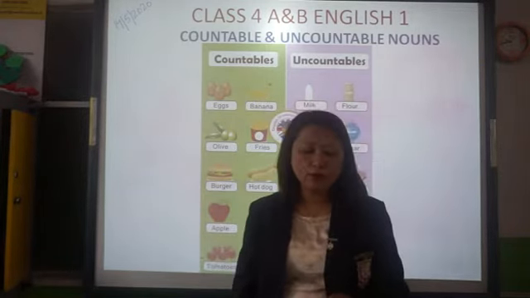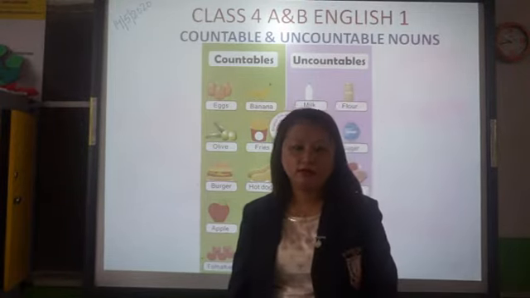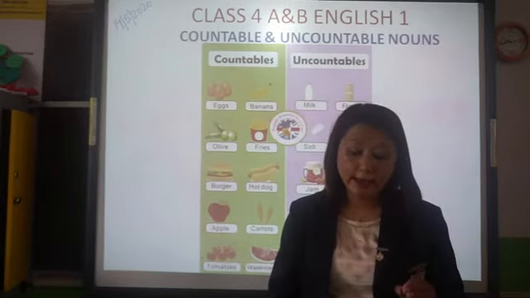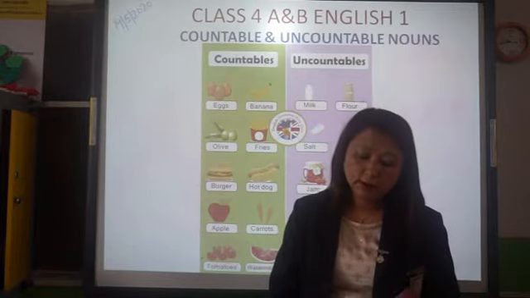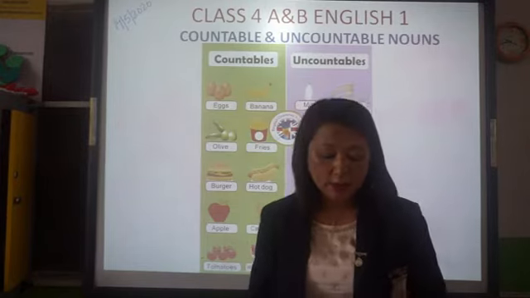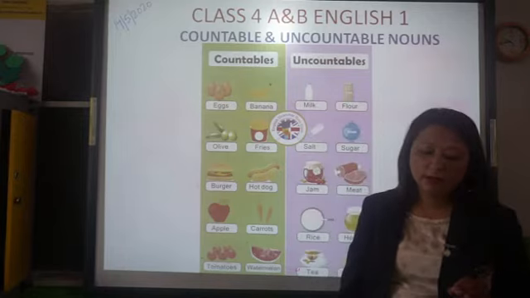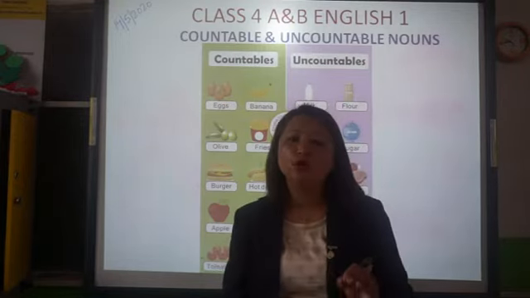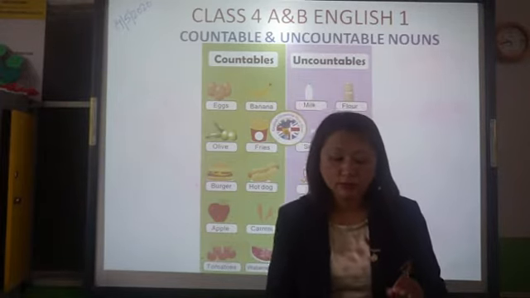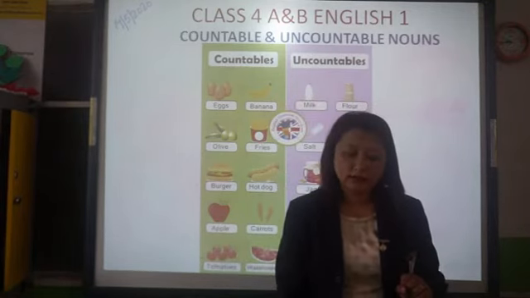Let's look at a few examples and identify the countable noun. Here, the children are playing in the garden. In this sentence, children is a countable noun as children can be counted. Next, I have 2 dogs. Here, dogs is a countable noun because dogs can be counted.